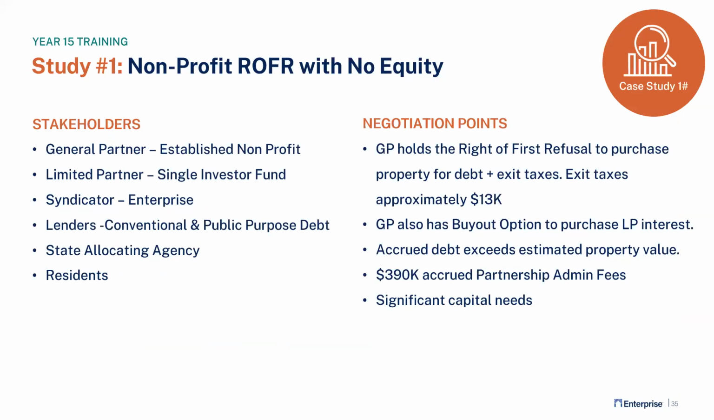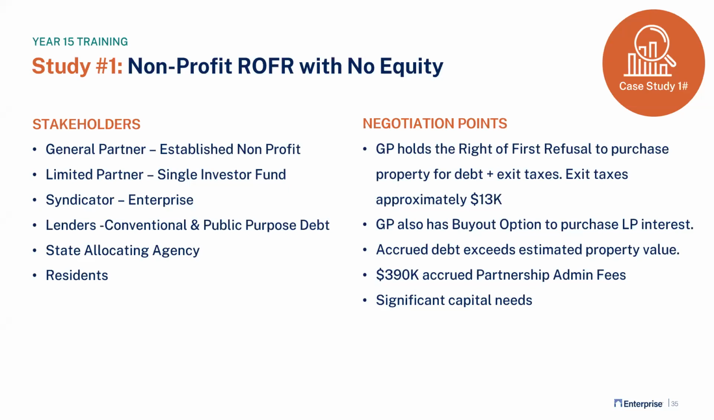Now, the stakeholders, obviously the general partner, is an established nonprofit. They have the mission of providing affordable housing in their region. We have a single investor fund as a limited partner, and we, Enterprise, are the syndicator. They do have conventional and public purpose debt, so there were some consent requirements by the soft debt lender. State allocating agencies were important in the beginning, and they're important now, especially if you want to do some type of re-syndication. And first and foremost, our residents. We want to make sure that it's a seamless event where they can maintain their occupancy and stay in safe, affordable property.